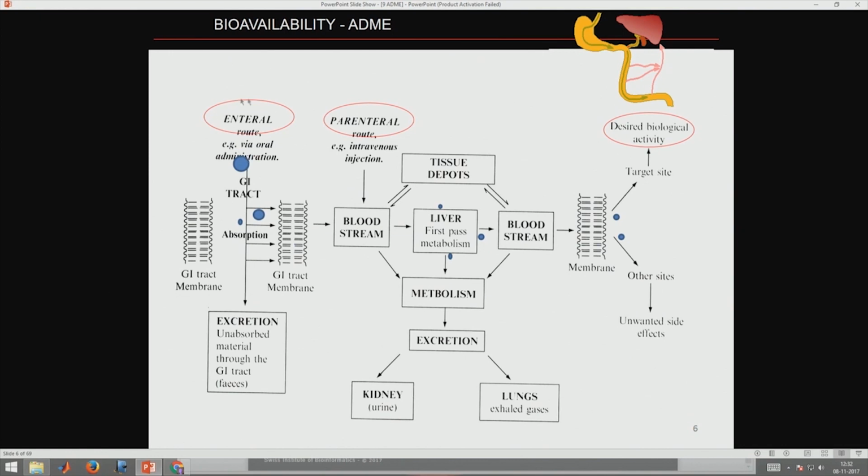This is how the drug travels. So imagine I am given a drug orally, a tablet form. It goes into the GI tract, through the stomach, where the pH is 1 to 2, then to the small intestine, and finally to the large intestine, that is the colon.